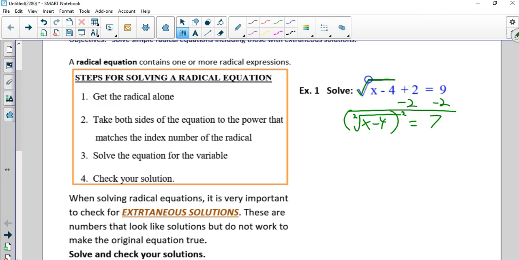Just like multiplication undoes division, addition undoes subtraction, and vice versa, squaring and square rooting are undoing operations. So this 2 here is going to get rid of that. But we need to do it over here also. So that's going to give us x minus 4 equals 49. Then we add 4 to both sides. And that gives us x is equal to 53. But we need to check our answer. So we take 53 and plug it in. 53 minus 4 is 49. The square root of 49 is 7. 7 plus 2 is 9. This answer checks out.